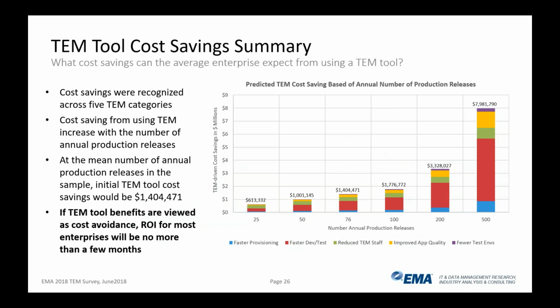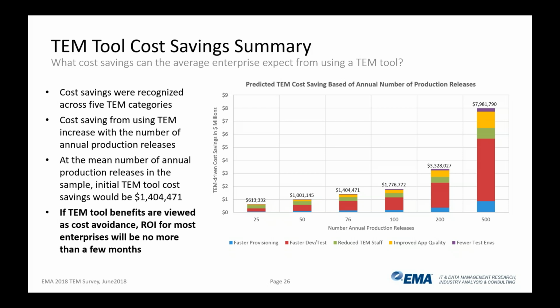Okay, so after normalizing all of the cost savings to the number of annual production releases, we're now able to predict the TEM cost savings that an enterprise can expect to receive based on their number of production releases. So, for those of you listening to this, if you have a sense of how many production releases your enterprise does per year, and you're not using TEM tools, or you're using a very manual approach, you can begin to get a sense of what the cost savings can look like here.